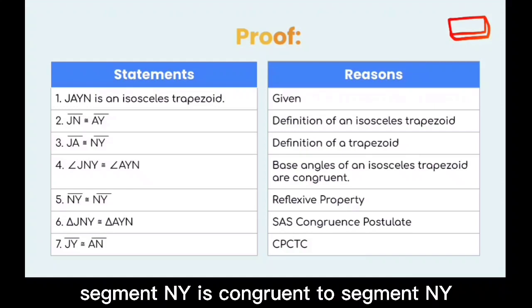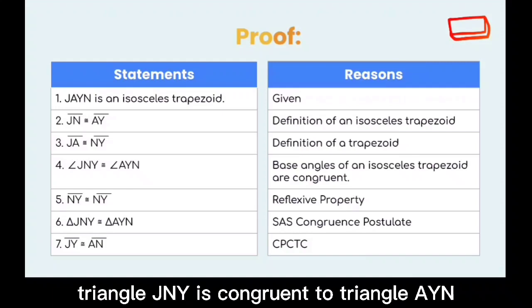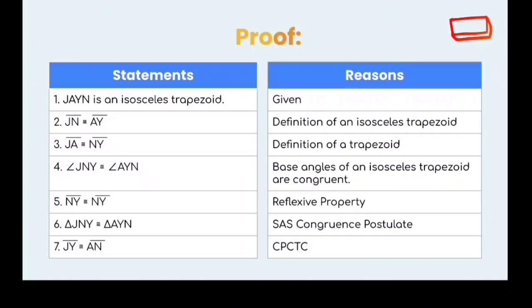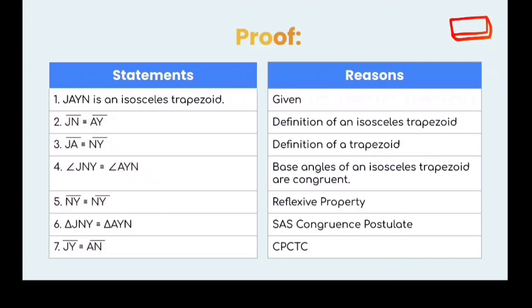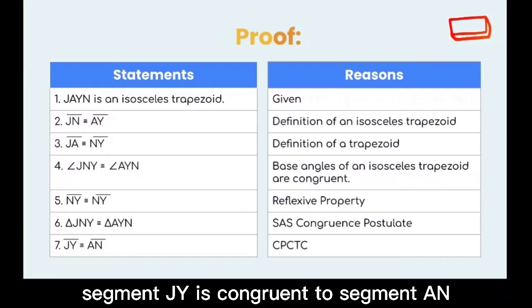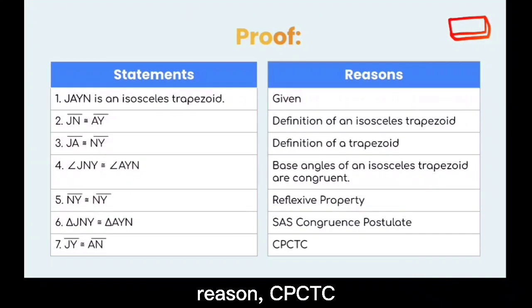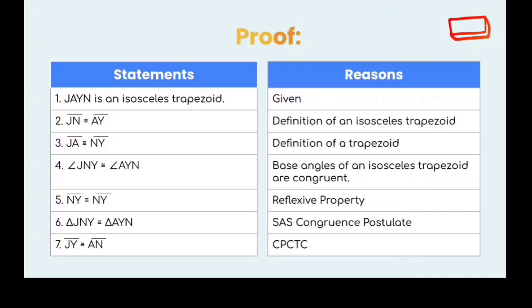Fifth statement, segment NY is congruent to segment NY. Reflexive property. Sixth statement, triangle JNY is congruent to triangle AYN. Reason, side angle side congruence postulate. Seventh statement, segment JY is congruent to segment AN. Reason, CPCTC or corresponding parts of congruent triangles are congruent.